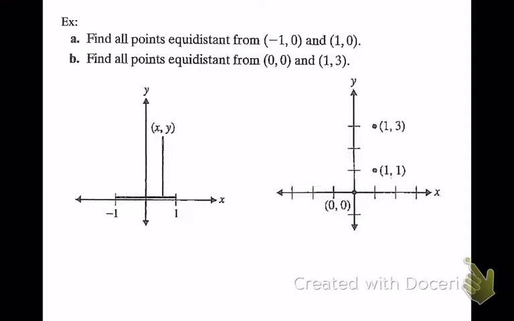Braden? 0.5, 1.5. Yes, 0.5 and 1.5. So that's a particular point. Okay. So that's going to be right here, because it's a half over and a 1.5 down from 1, 3, and it's a half over 1.5 up from 0, 0. So that's an example of a point.